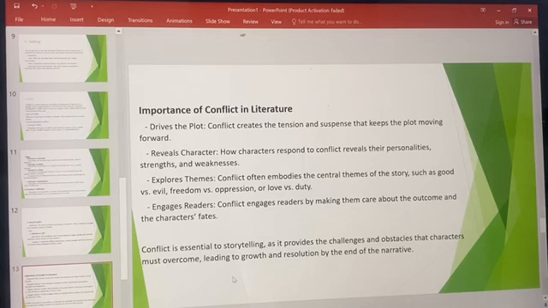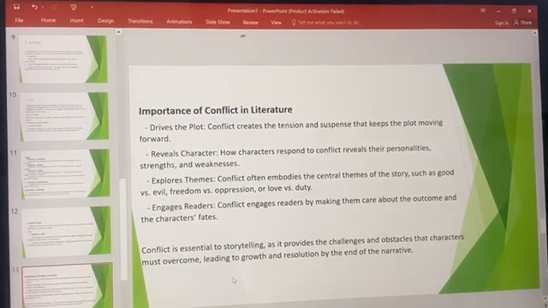Engaging readers. Here, conflict engages readers by making them care about the outcome and the character's fate. Conflict is essential to storytelling, as it provides the challenges and obstacles that characters must overcome, leading to growth and resolution by the end of the narrative.